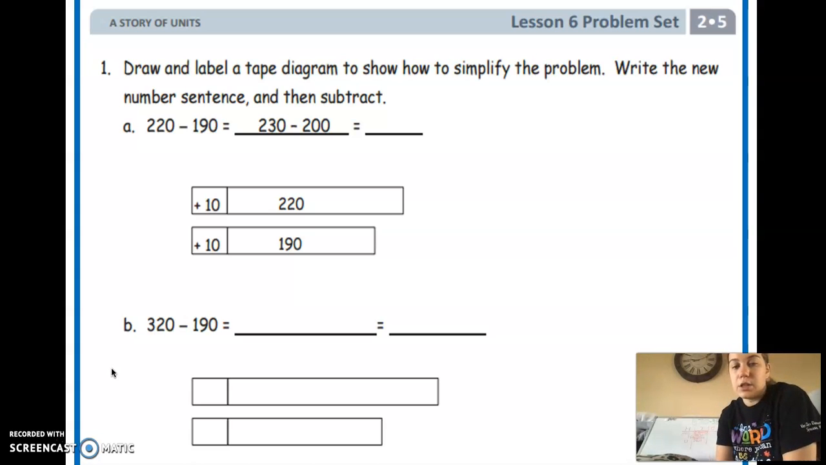Part B is 320 minus 190. Remember, first you have to put 320 into the top tape diagram, and then 190 into the bottom one, and then which one's closer to the next 100? Go to 190, and how far away is it? Good, 10. So you're going to add 10 to both of them, and then figure out what your new number sentence is, and then you will subtract to figure out your answer.